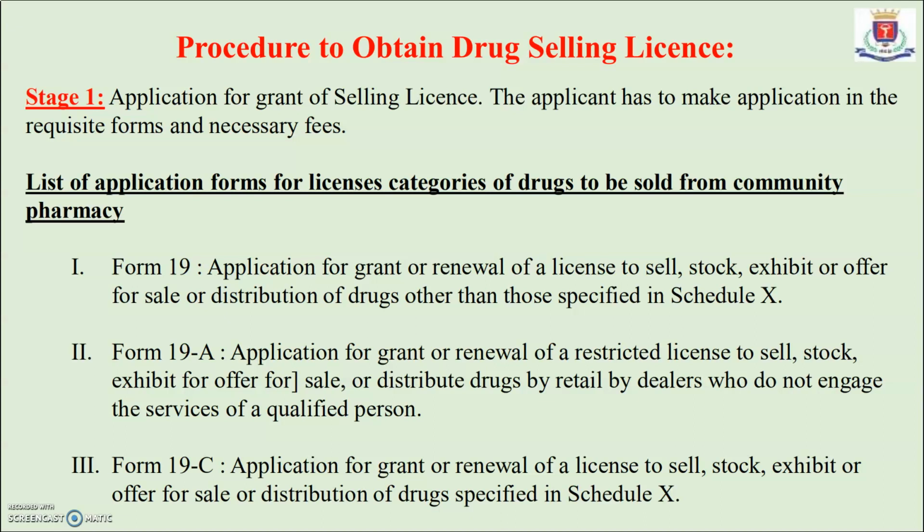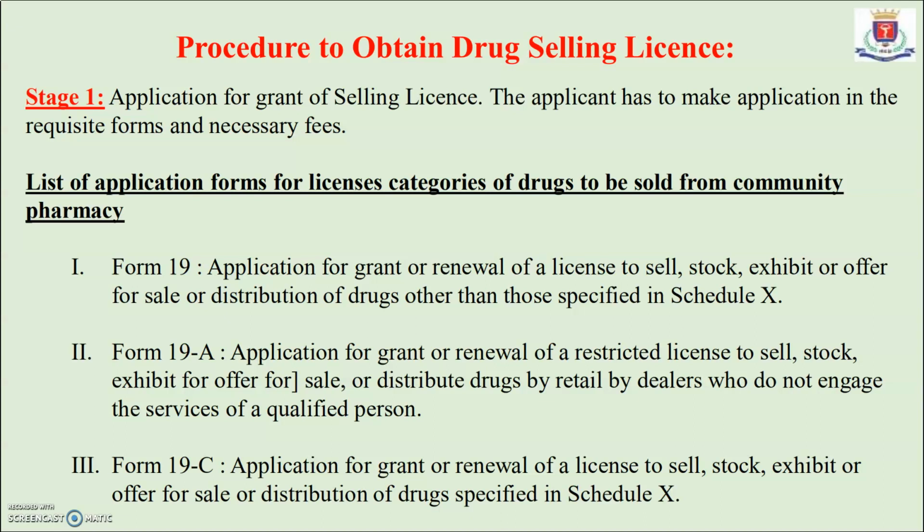So what is the procedure to obtain a drug selling license? Stage 1: application for grant of selling license. The applicant has to make application in the requisite form and necessary fees should be paid. So the list of application forms for license categories of drugs to be sold from community pharmacy. First, Form 19: application for grant or renewal of a license to sell, stock, exhibit or offer for sale or distribution of drugs other than those specified in Schedule X.